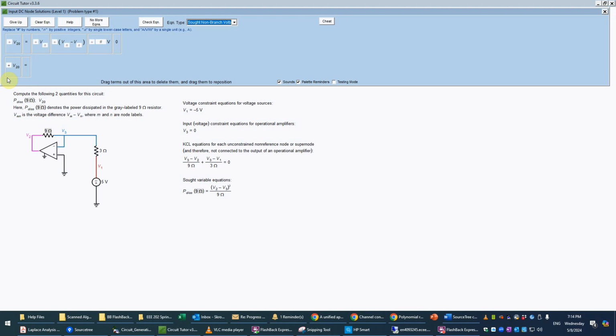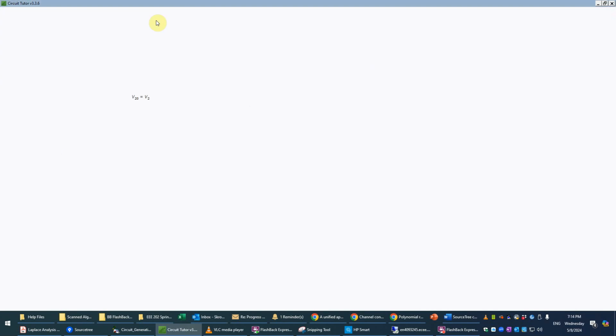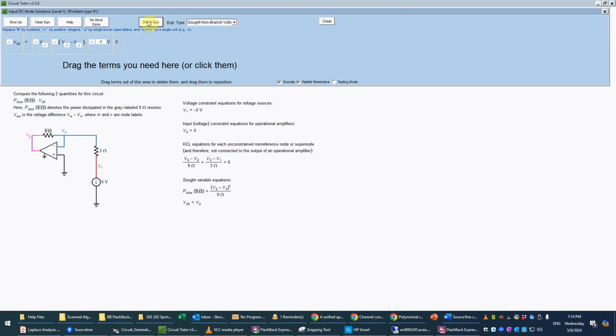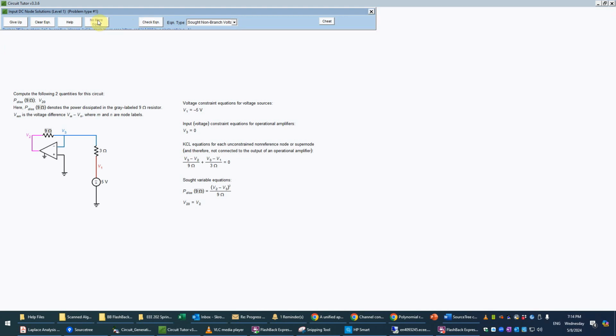Okay, so this is going to be basically just equal to V2 because V0 is always 0. So that's usually a very simple equation to write. And we can just check that. And that is correct. And now we've written all the necessary equations here. We can count that we have 1, 2, 3 unknowns, and therefore we have 1, 2, 3 equations, not counting the sought variable equations, which are extra. So we can write no more equations now.